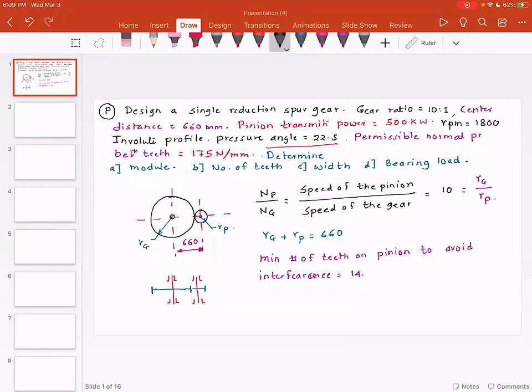So gear ratio can also be written as number of teeth on gear divided by number of teeth on pinion. So if I know TP is equal to 14, that is, the number of teeth on the pinion is 14, that means the number of teeth on gear is equal to 140.